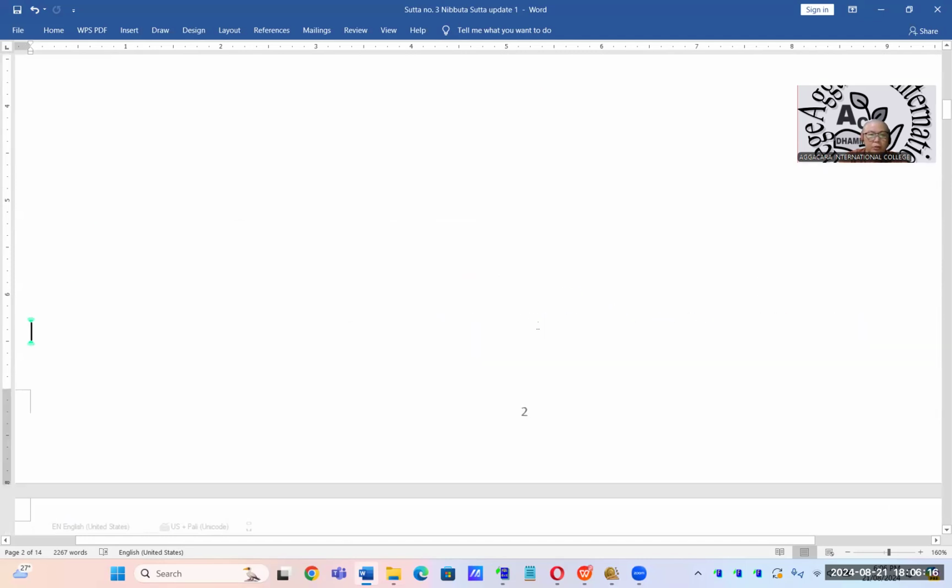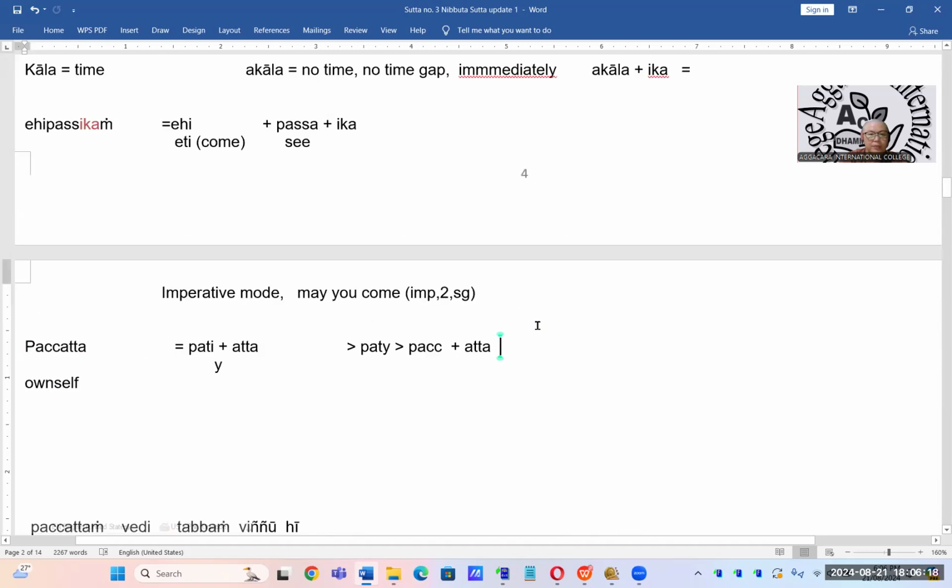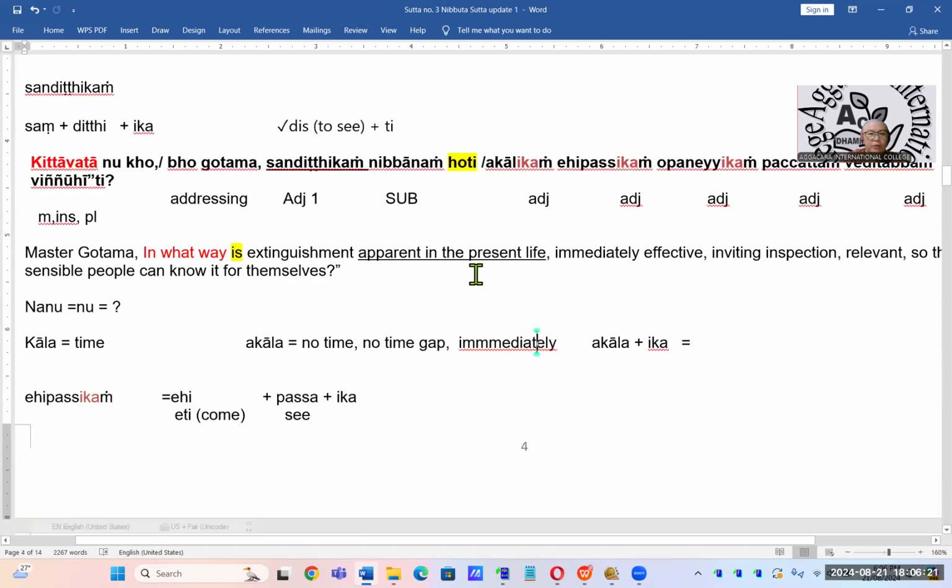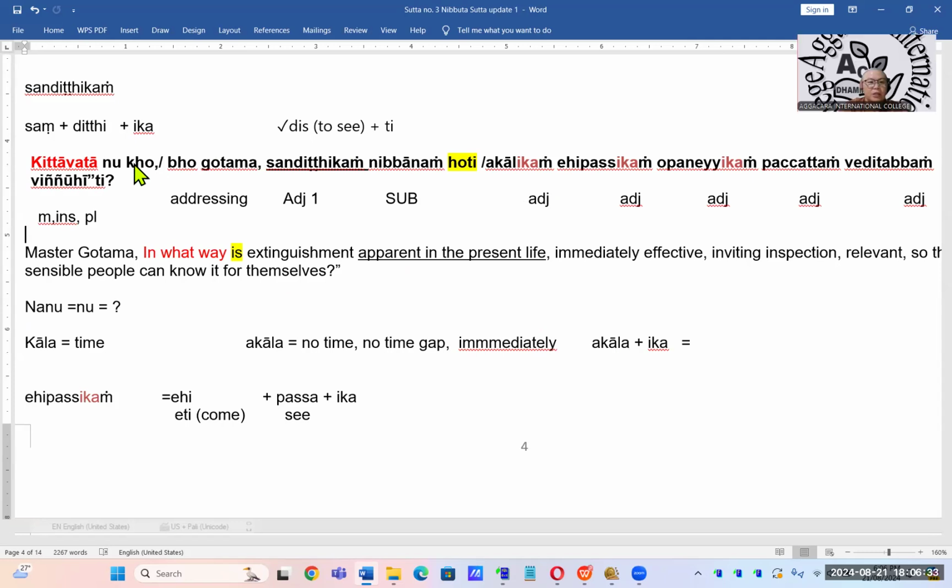Last week I already went through some of these things like akalika, right? So when we come to this kind of sentence, even though it looks complicated, what we do is always look for the subject. Most of the time there should be a subject here. Normally in Pali, if you see something starting with K, it is a question, like katha, kutra, all these are question words. So, in what way? Nu kho: nanu is a question. So you can take it as a question here.